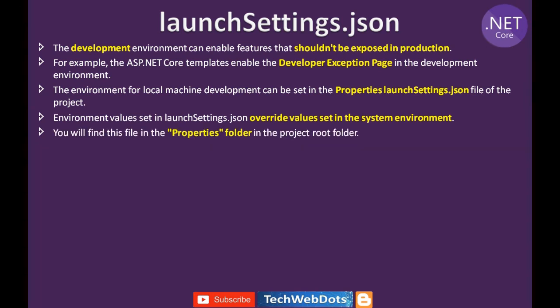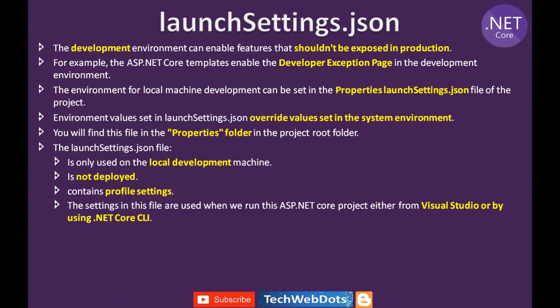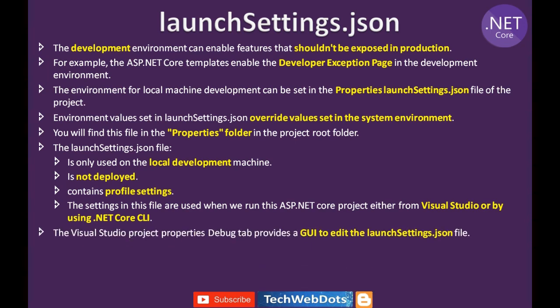Okay, you will find the file under the Properties folder that I have just shown you. Okay, under that root folder, the launchSettings.json file, there are a few things: it is only used on the local development machine, not for production, and it is also not part of the deployment package, and it contains the profile settings that we have just seen. The settings in the file are used when we run the ASP.NET Core project either from Visual Studio or .NET Core CLI.